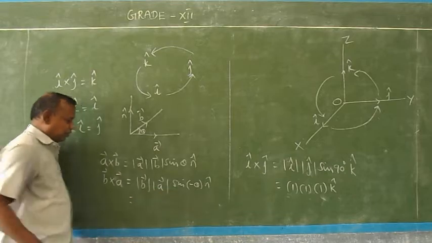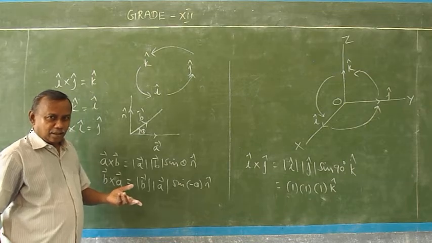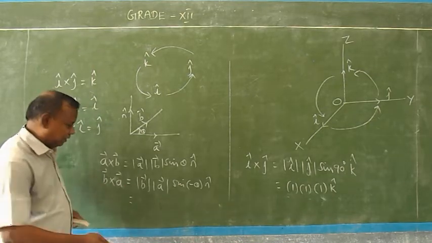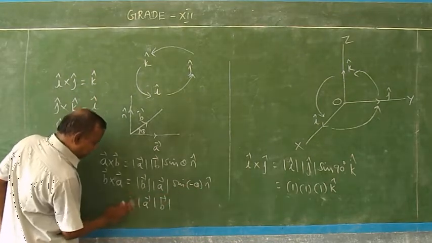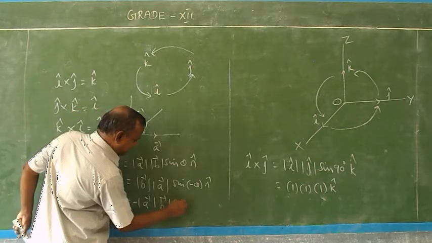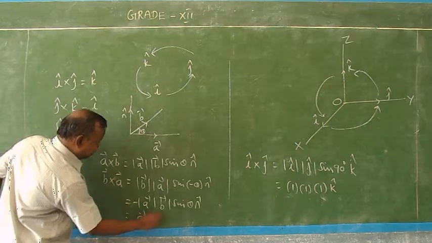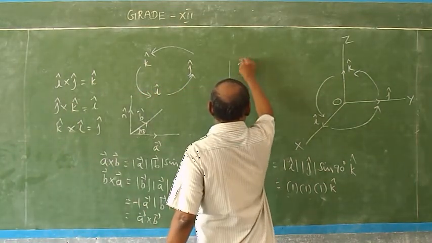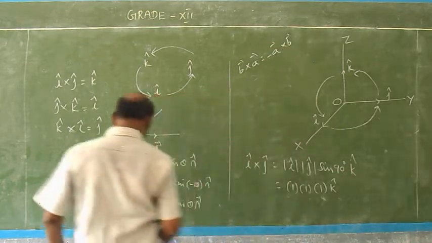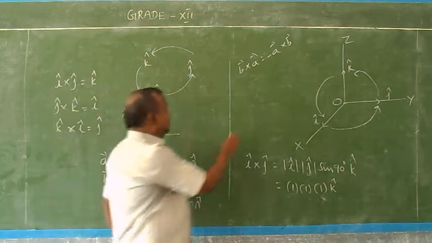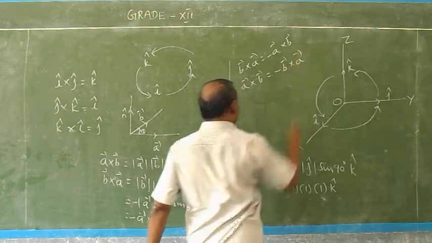These are all scalar quantities, and the product of scalar quantities is always commutative. Therefore, it is modulus of a vector into modulus of b vector, sin of minus theta equal to minus sin theta. So put minus here: sin theta into n cap, which is equal to a vector cross b vector. Therefore, b vector cross a vector equal to minus a vector cross b vector, or a vector cross b vector is equal to minus b vector cross a vector.